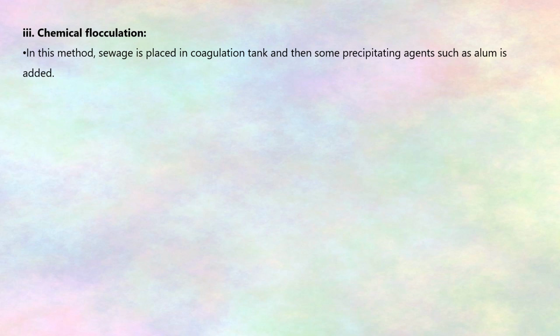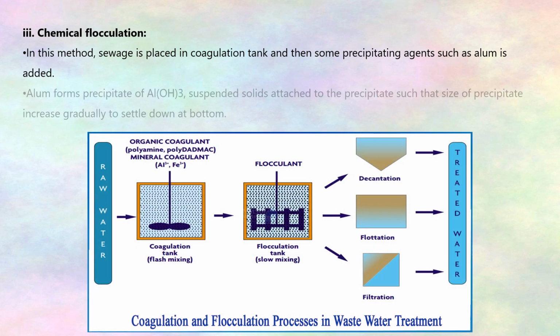Chemical flocculation. In this method, sewage is placed in a coagulation tank and then a precipitating agent such as alum is added. Alum forms a precipitate of Al(OH)3. Suspended solids attach to the precipitate, so that the size of the precipitate increases gradually and it settles down at the bottom.